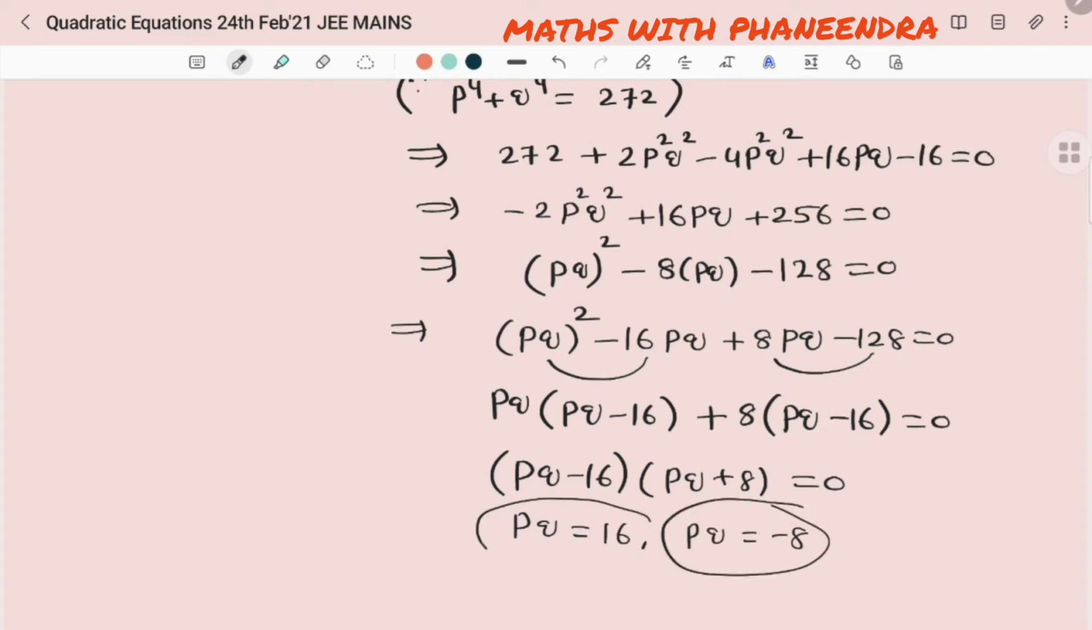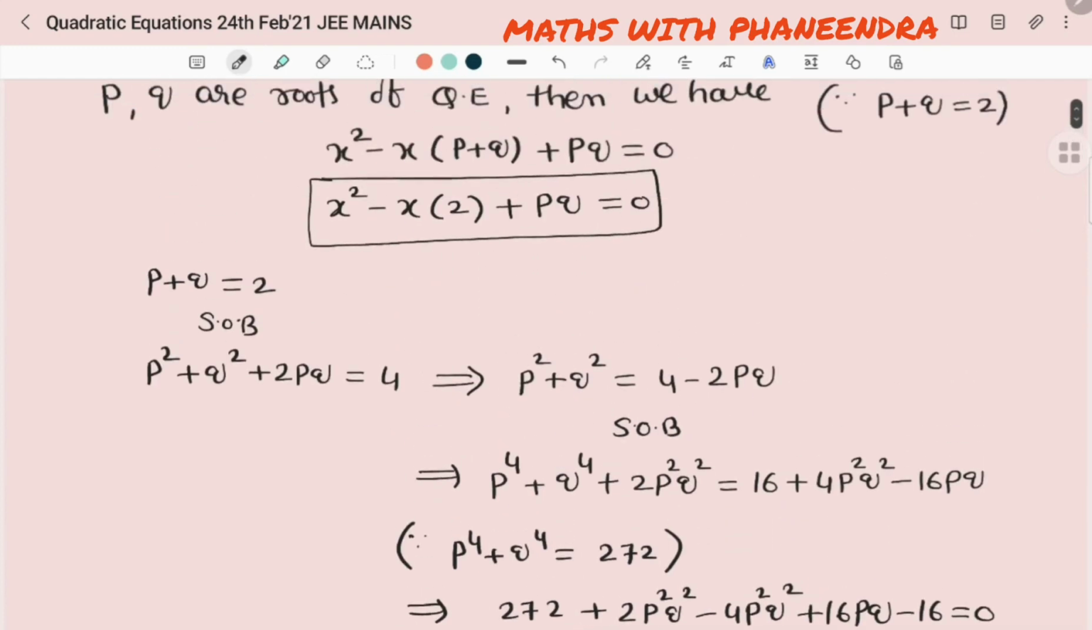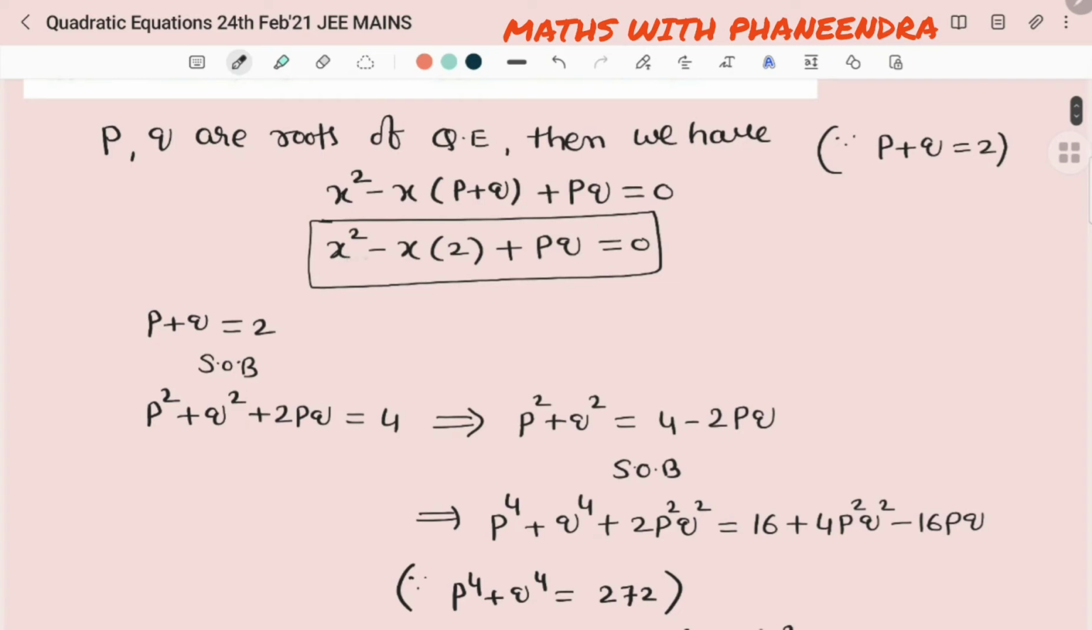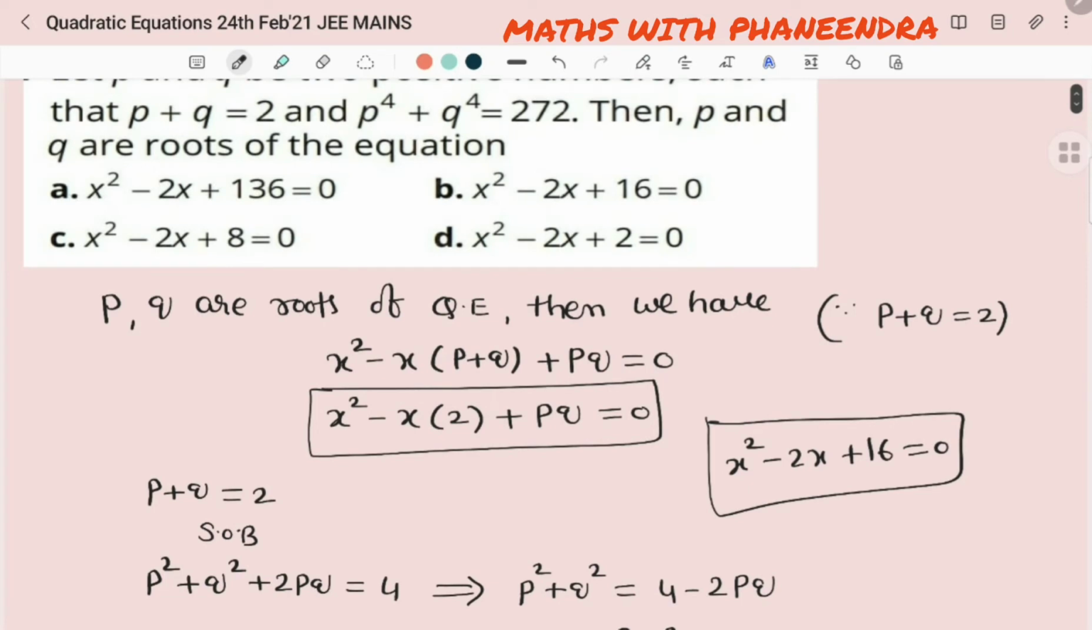Clearly they mentioned P and Q should be positive. Whenever two numbers are positive, the product of the two numbers is also positive. But here PQ equal to minus 8 means one of the values is negative, and the product is obviously negative. So PQ equal to minus 8 is not possible. PQ equal to 16 is possible. Therefore, the required quadratic equation is x square minus 2x, and in place of PQ, 16 is the suitable value. Substituting there, the required equation is x square minus 2x plus 16, which is the second option, dear students.